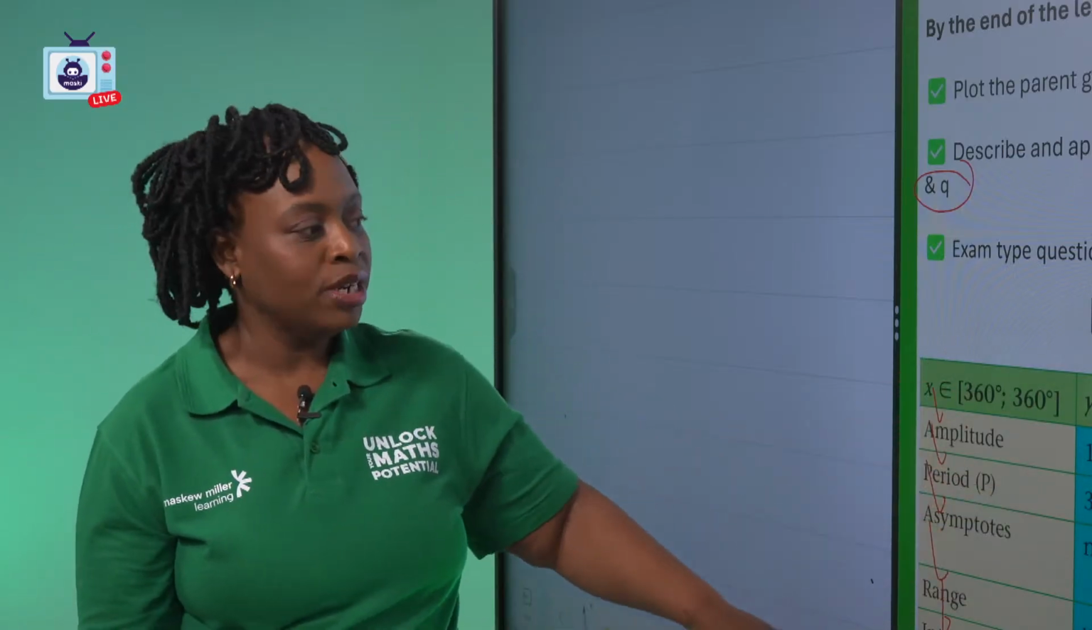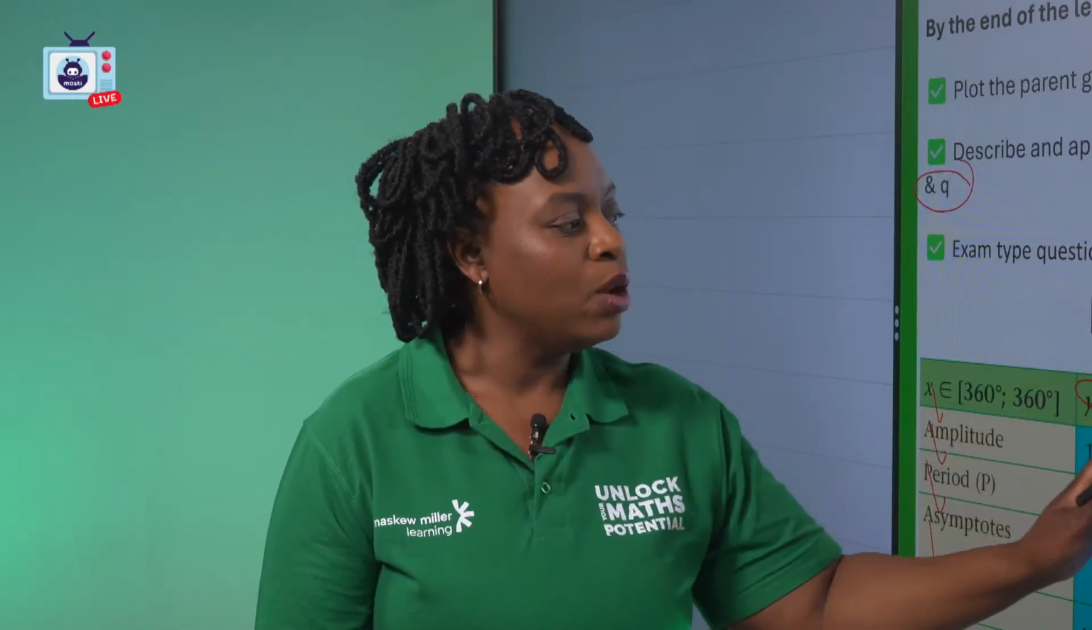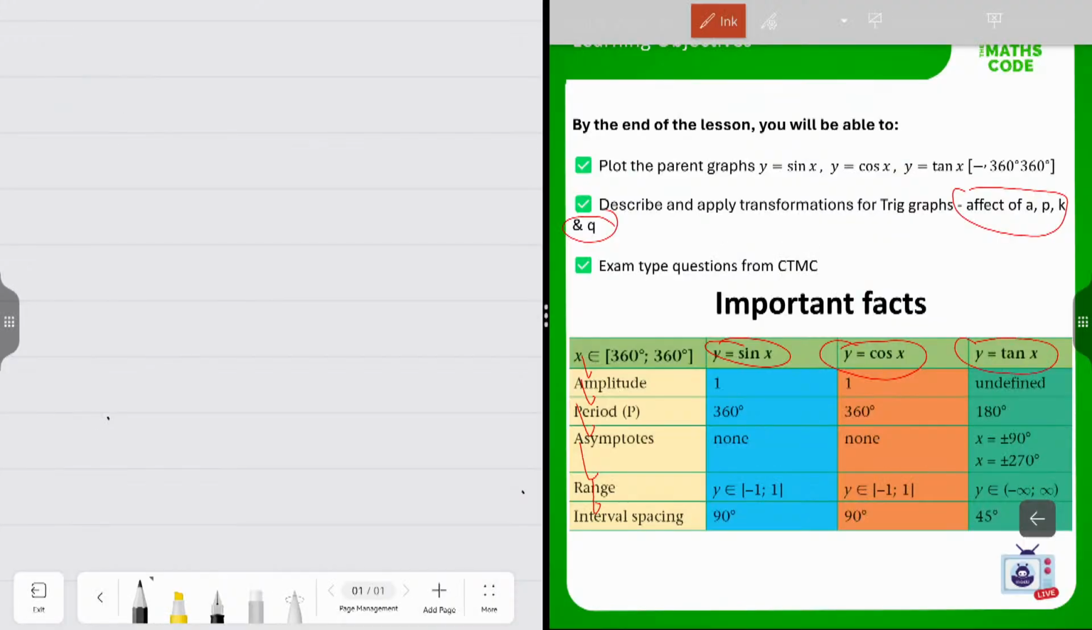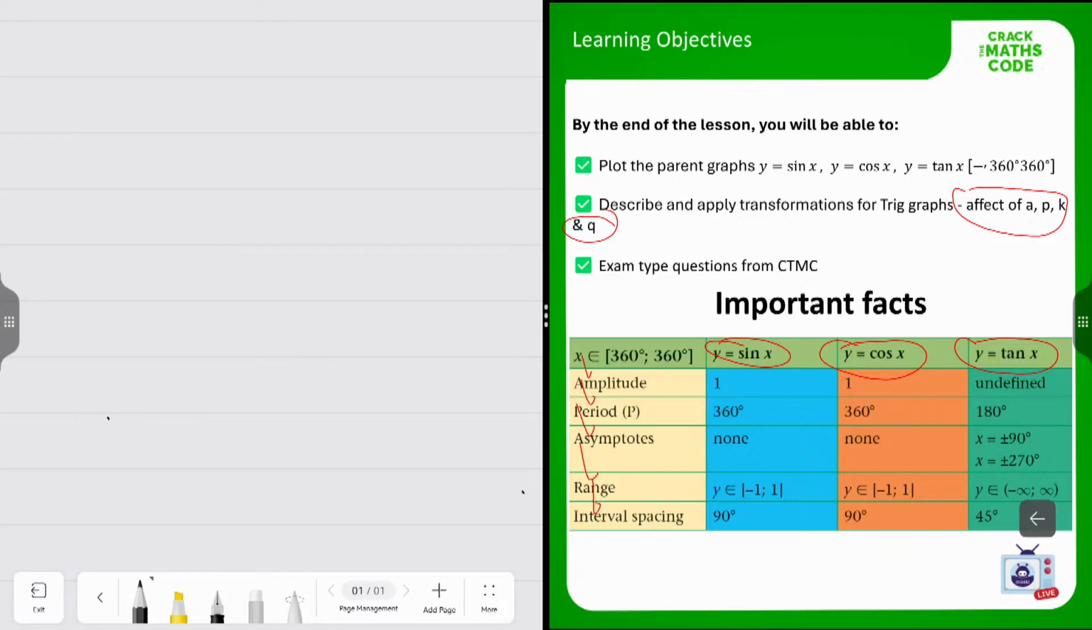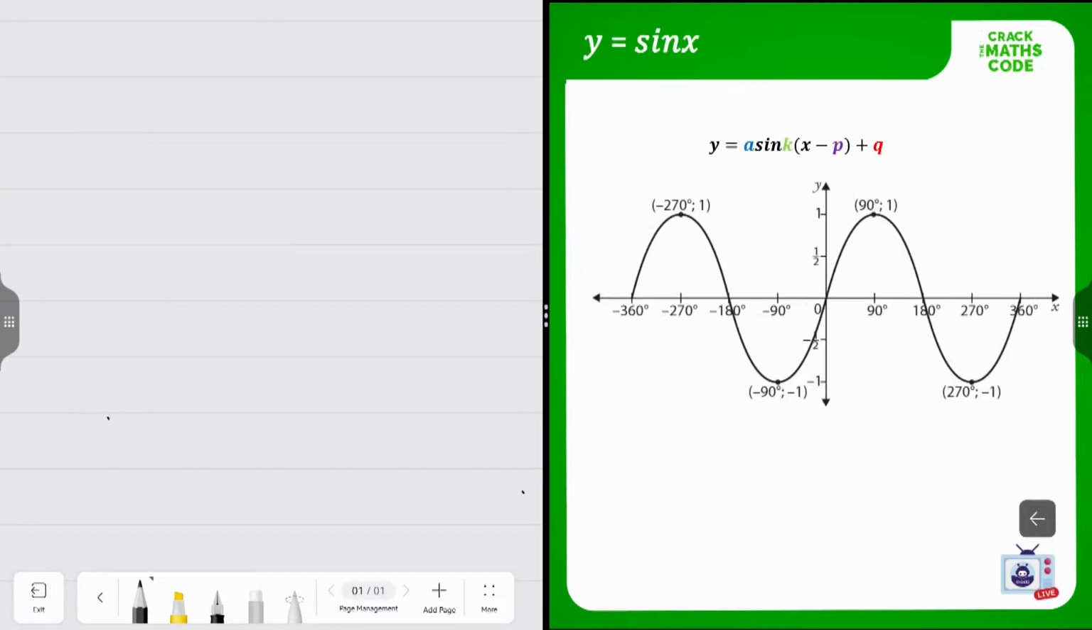This is very important for you to know that when I'm dealing with sine, cosine and tangent graphs, what is the same and what is different across all these three. So let's look at this together as I have indicated.